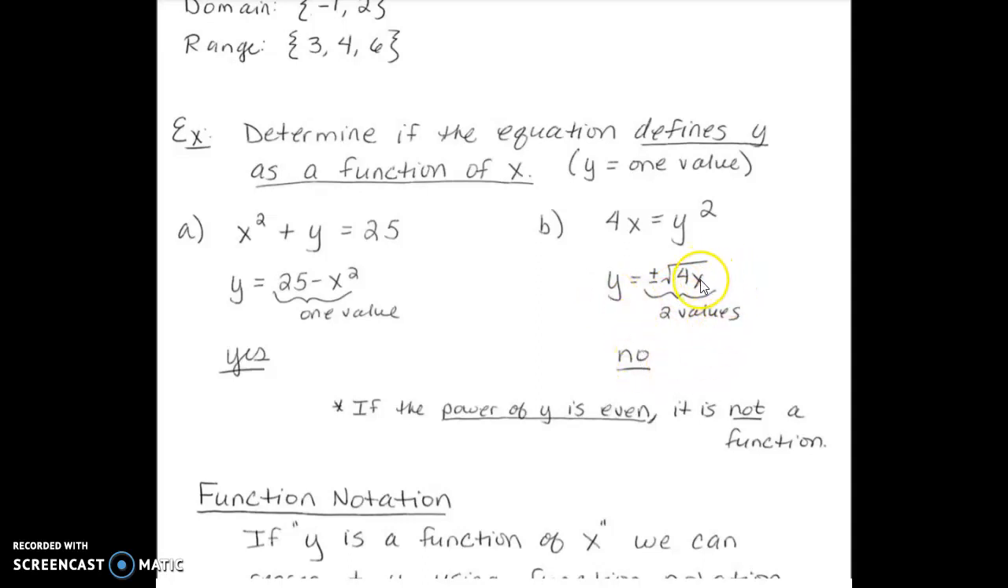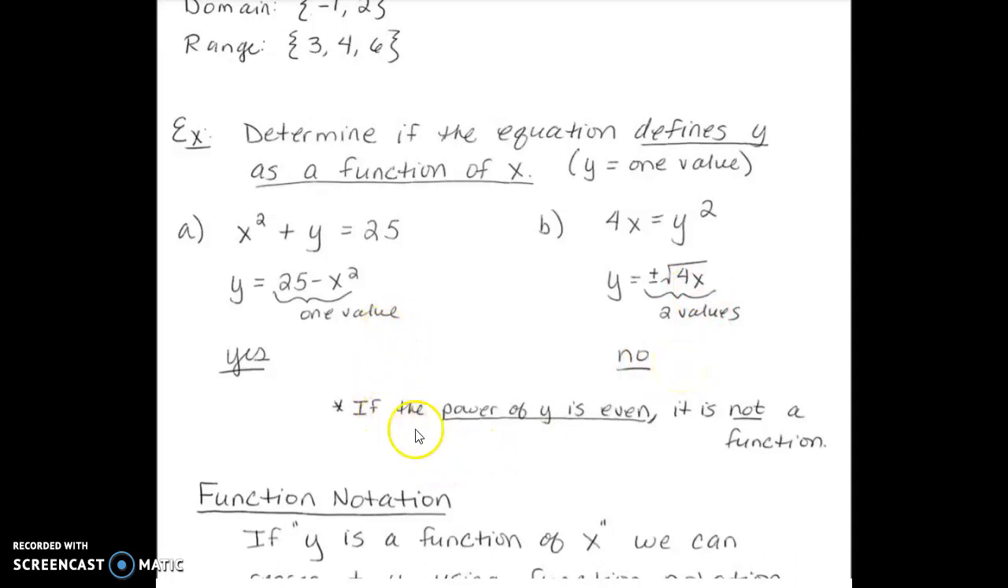For example, let's just try x equals 1. If you plugged in a 1 for x, you get the answer plus or minus the square root of 4. In other words, both positive and negative 2 would be y values for that one single value of x. So that violates our definition.